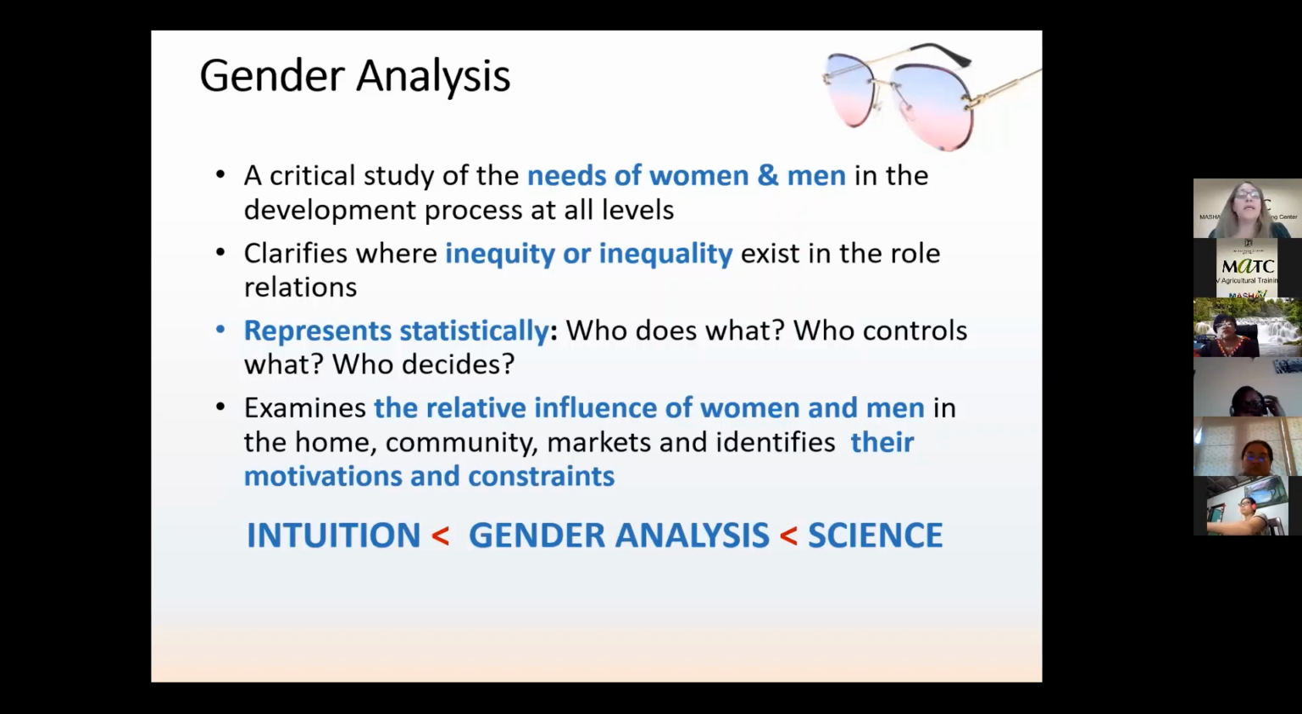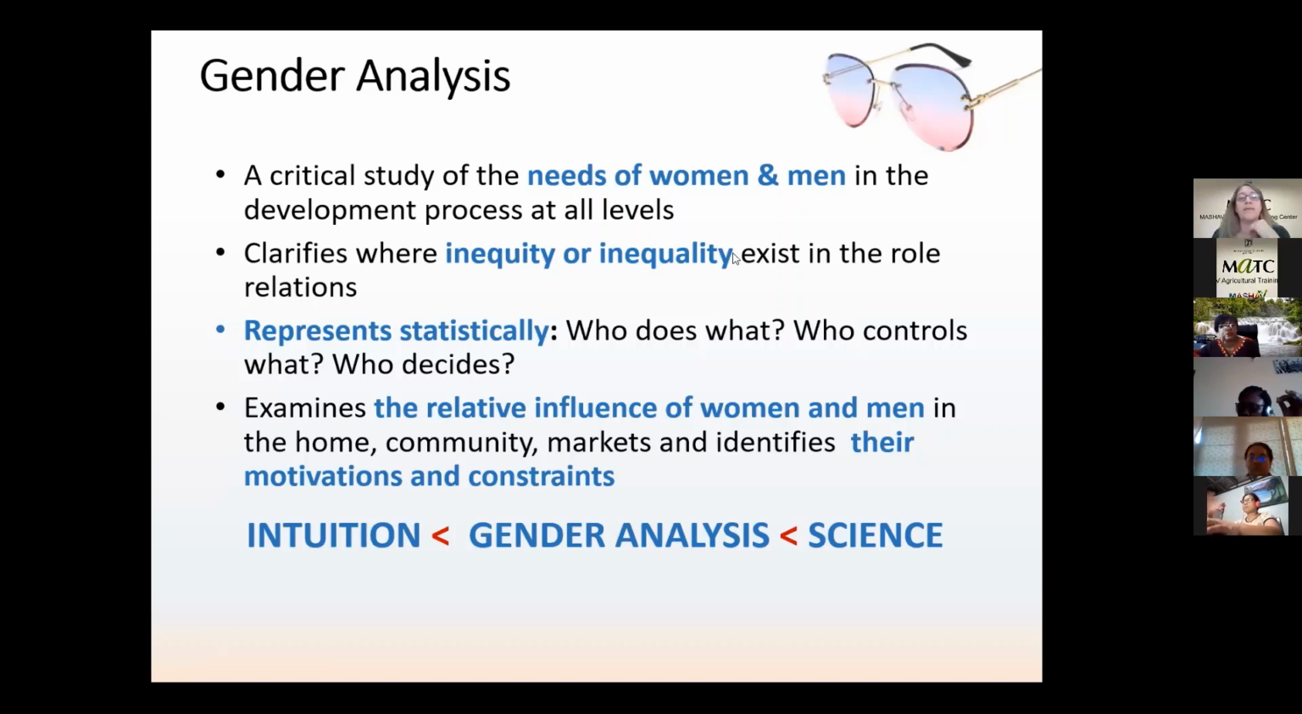I like to say that gender analysis is a kind of research that is somewhere between intuition and science. When we talk about intuition, then yes, intuitively, we can all say that there are gender disparities or gender inequality, but let's prove it. Let's discuss it. Let's analyze it. And by doing a gender analysis, you know exactly what is happening in the community.